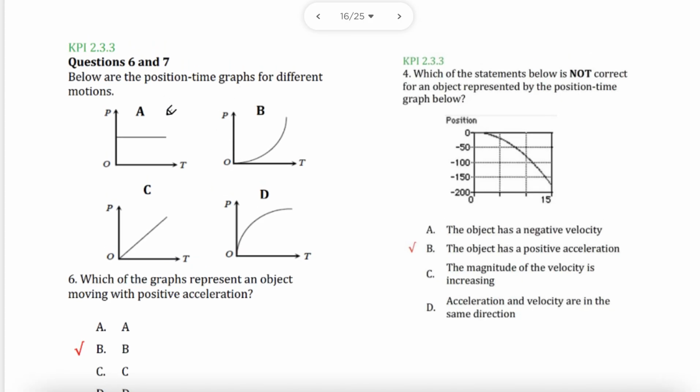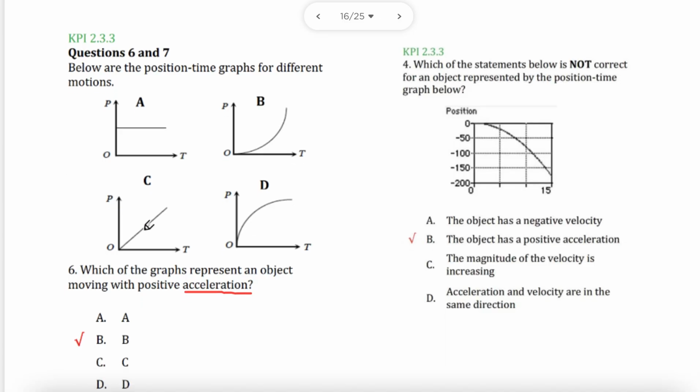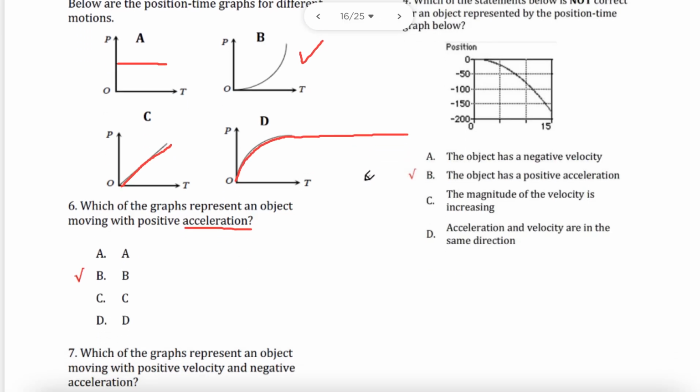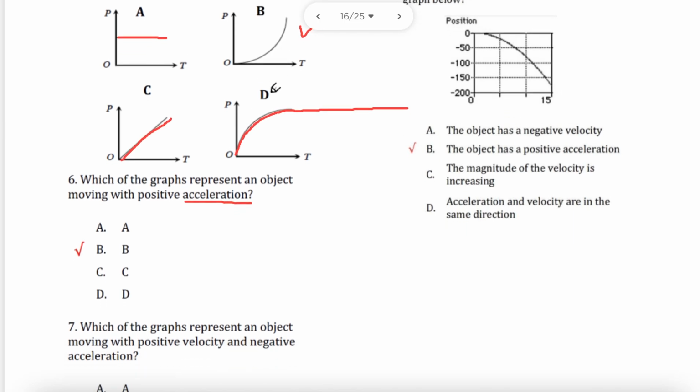Here are position-time graphs again, which is positive acceleration. Remember, for acceleration, the position graph makes a curve. The position graph curves, the velocity graph is a straight line. So position graph curving, that's the only one here, B. This is accelerating, getting faster. This is not moving, at rest. This is constant speed. And this is decelerating, slowing down, and eventually he will stop in a straight line. So that's why B is the best one over here.